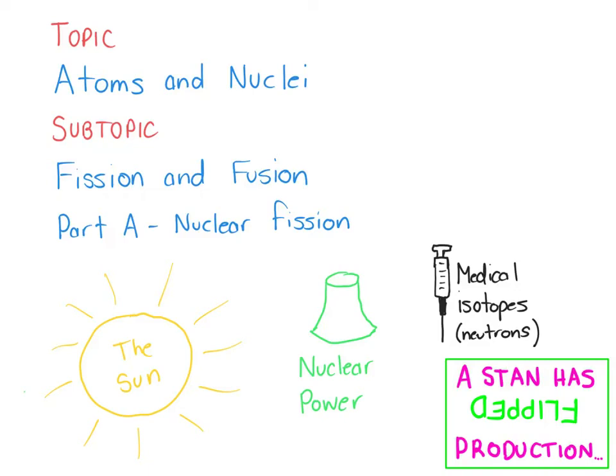Okay, into the final subtopic of the year, and this is nuclear fission and fusion. In this first part, we are going to focus mainly on nuclear fission. So, why are these things important? Well, nuclear fission is the process which nuclear power plants use to produce energy. A byproduct of nuclear fission is the generation of neutrons, which is used to make a lot of medical radioisotopes.